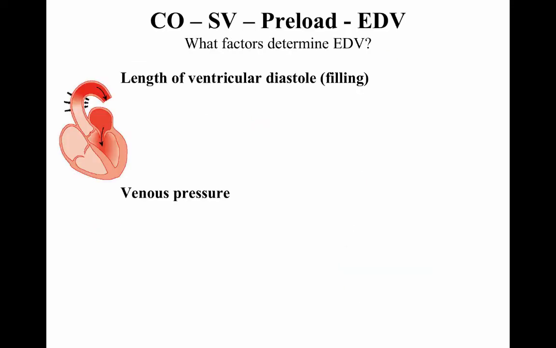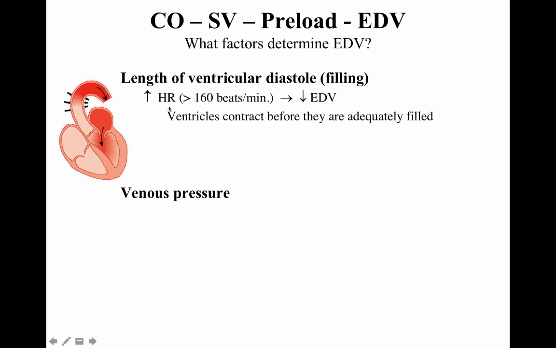Some of the factors that determine the end diastolic volume are the length of ventricular diastole, or the filling, as well as venous pressure. In the length of ventricular diastole, an increased heart rate over 160 beats per minute will decrease the end diastolic volume because the ventricles contract before they're adequately filled. So if we're working out or something, we'll be emptying those ventricles because they won't have time to completely fill. A decreased heart rate then has the opposite effect, where we'll see an increased end diastolic volume, the amount of blood left in the ventricle after contraction.